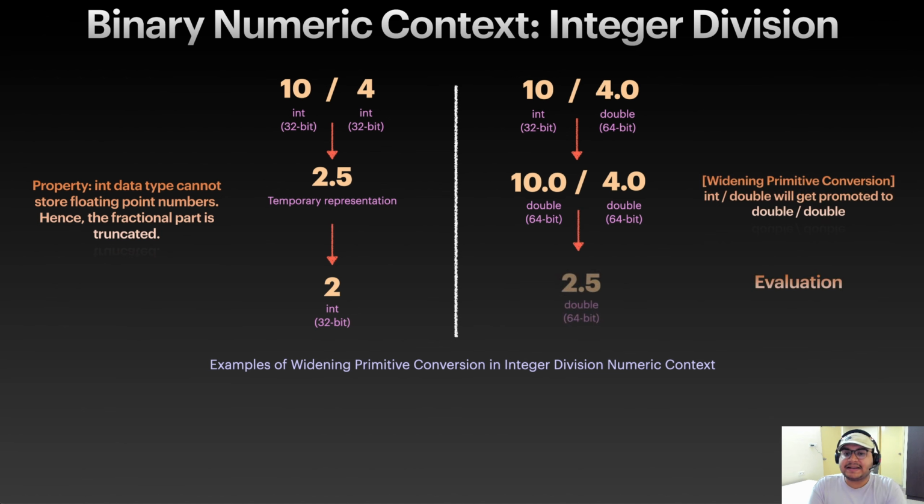However, when we divide 10 by 4.0, then according to the rules of numeric context that we just saw, since one of the operands is of double data type, 10 will automatically undergo numeric promotion or widening primitive conversion from the int to double data type, and the final result is 2.5 with double data type. Hence, the difference between the two types of integer division.